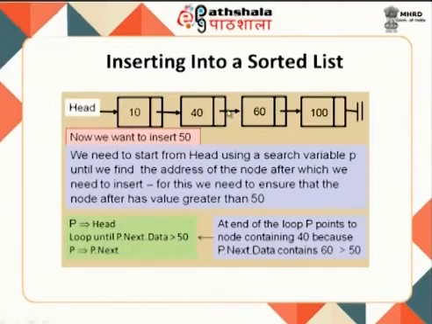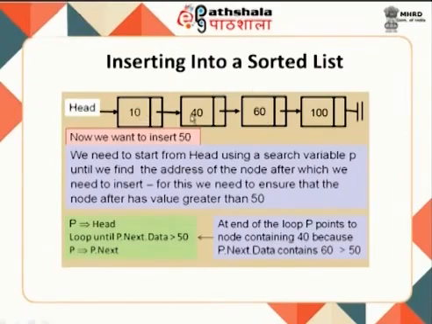But now note the point that if I want to find the address, I need to know that I want to insert after 40, I need to know that I have reached 60, which is a value greater than 50. So, for this we need to ensure that the node after this has a value greater than 50. So, I will put p equal to head, and then I will loop until p dot next dot data is greater than 50.